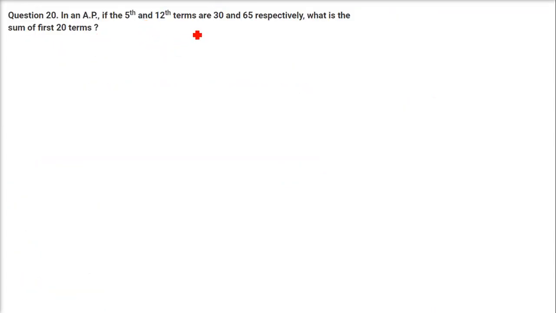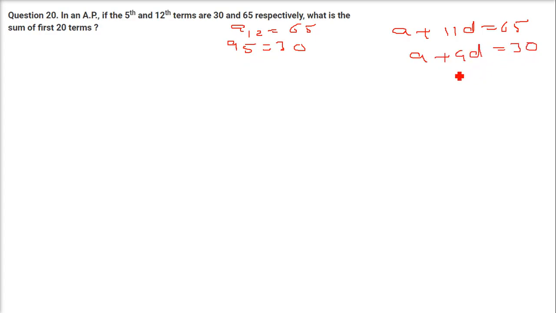In an AP, the 5th and 12th terms are 30 and 65. What is the sum of first 20 terms? So A12 is given as 65. So A plus 11D is 65. And the fifth term, A5 is 30, that is A plus 4D is 30. Let us subtract it. 11 minus 4 is 7D, and 65 minus 30 is 35. So D is 7 fives are 35. D is 5.